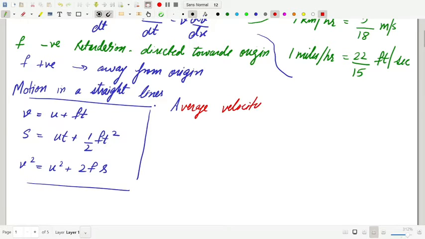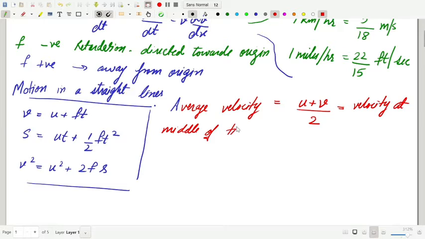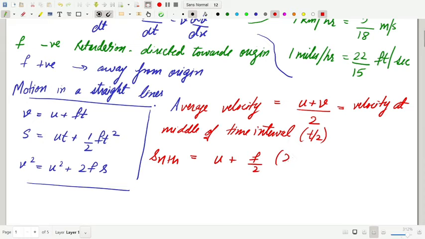And average velocity is equal to the mean of initial and final velocity, which is also equal to the velocity at the middle of the time interval, that is at t by 2. Now, distance at the nth second is equal to u, initial velocity, plus f by 2 times 2n minus 1, distance in the nth second.